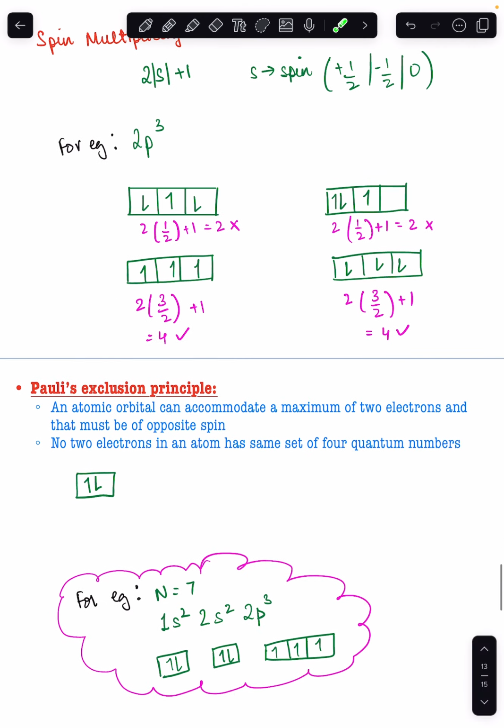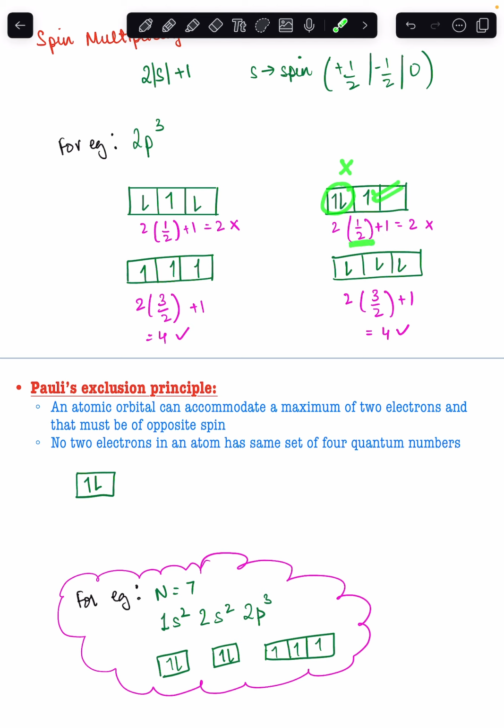Okay? So, like you have this. If you fill 2p3 like this, what will happen is, this and this will cancel each other, or this and this will cancel each other. 2 will cancel each other. So the effective spin is going to remain only half. Only 1 will remain effective. So it will be 2 into half plus 1, which will give you 2. Alright, let's write this down. In this one also pairing has been done. This will cancel each other. Only this will be counted.